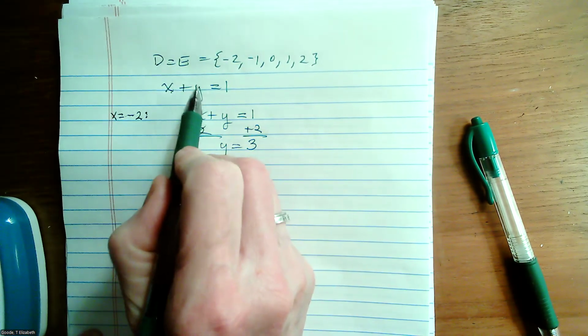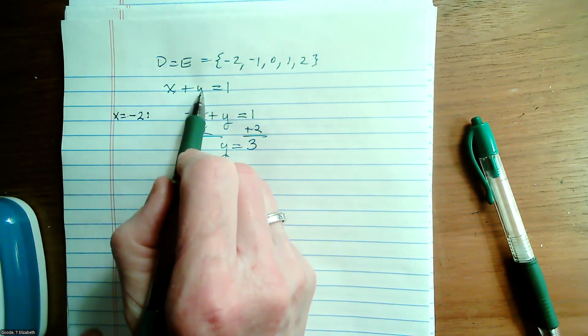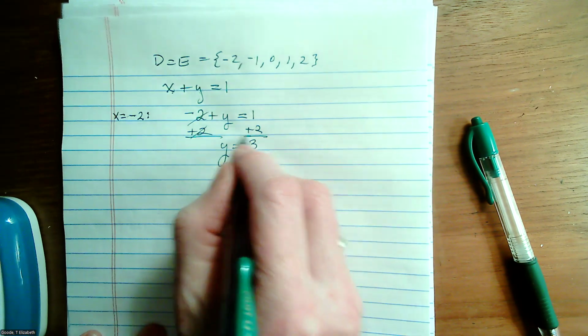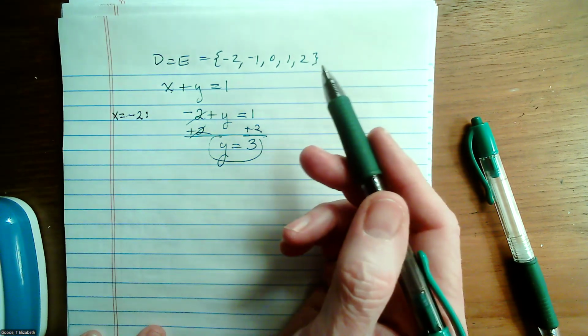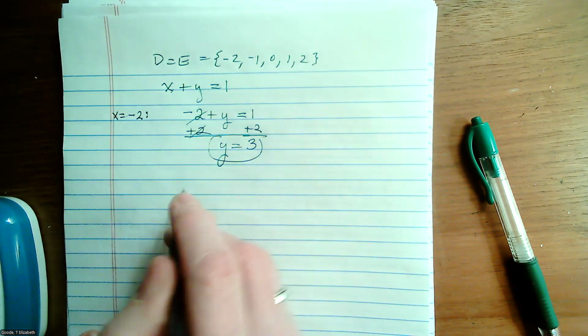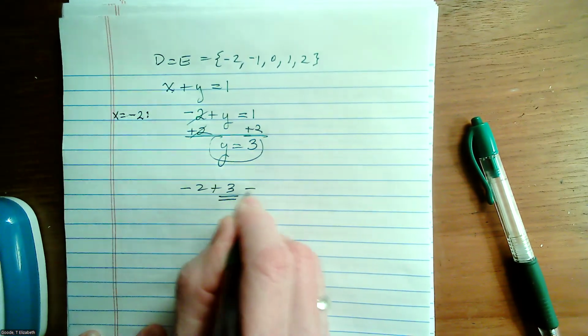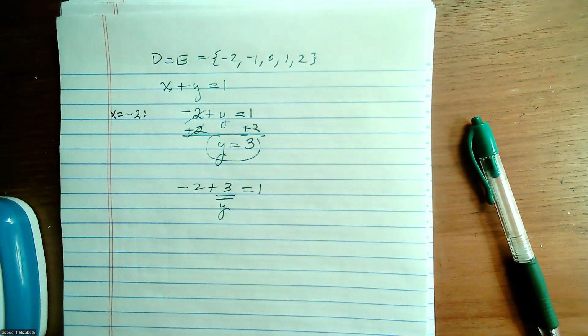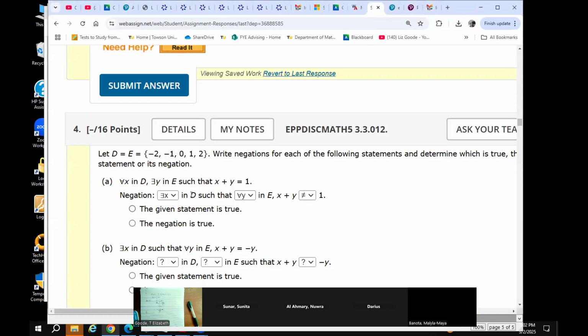Isn't that true? Wouldn't you have to have y be positive and larger than -2 to get a sum of 1? There is no 3 in there. You would need 3 because -2 plus 3 is equal to 1. We don't have 3 available. See what I'm saying? So it fails right off the bat. It fails for the very first x. The very first x we would check would be x equals -2. There is not a y in there. And so, in fact, the negation is true.